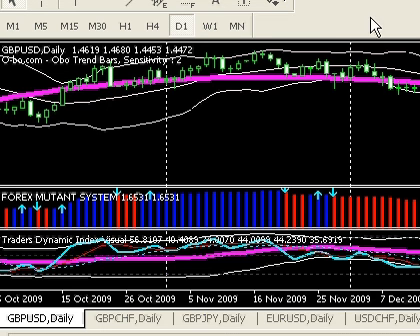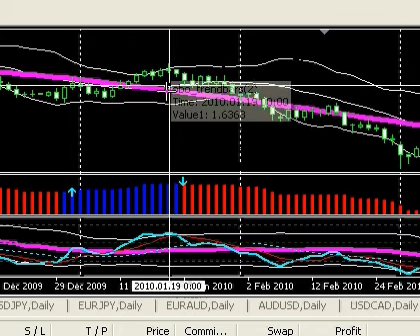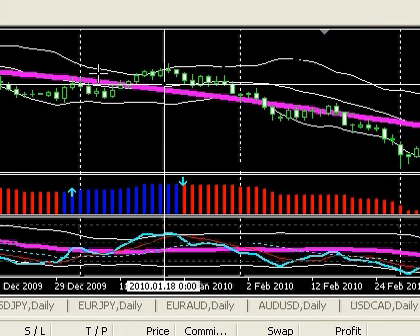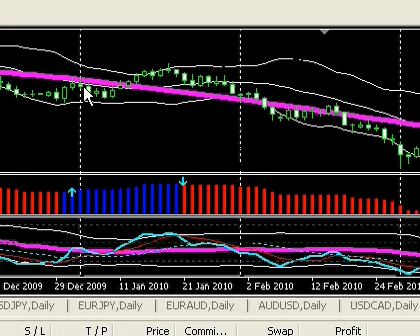If we go a little bit further in this pair, here again it was getting narrow, but I didn't take a trade. Why? Simply because my main indicator was inside the Bollinger, so I don't take any trade.